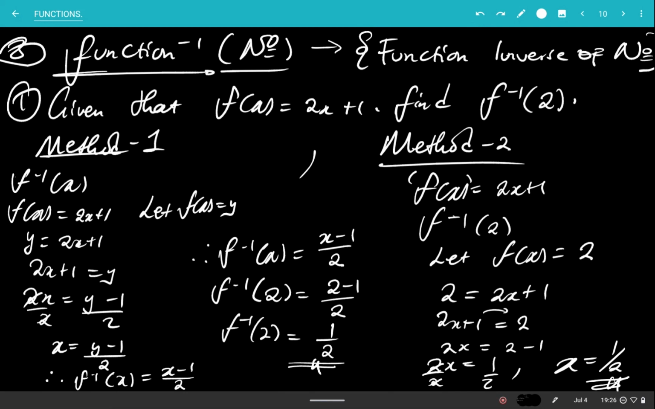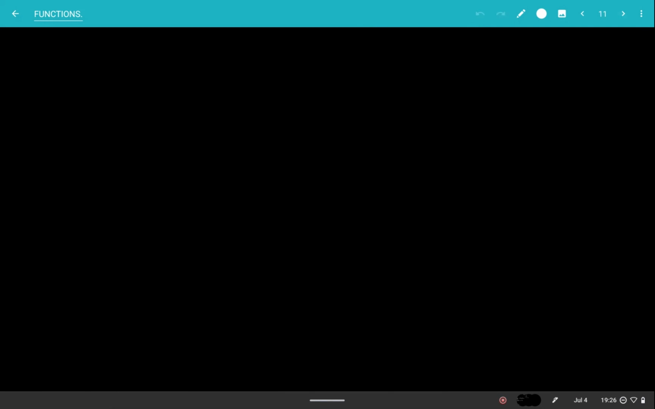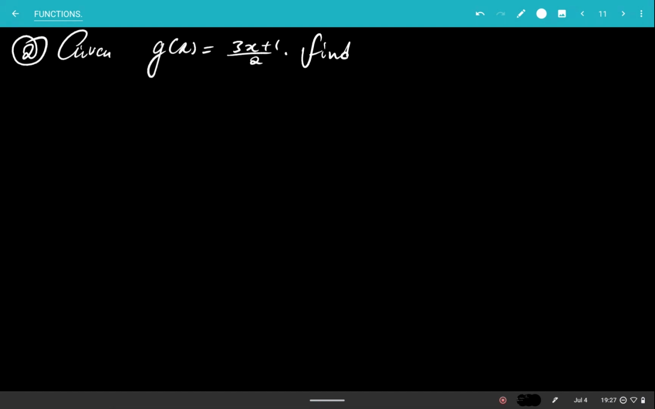Okay, so now let's try and look at another question. Given g of x being equal to 3x plus 1 over 2, say we've been asked to find g inverse of, let's say, minus 4. Alright, let's solve this. You can always pause the video and attempt this question on your own.